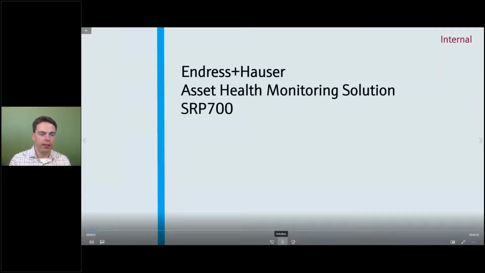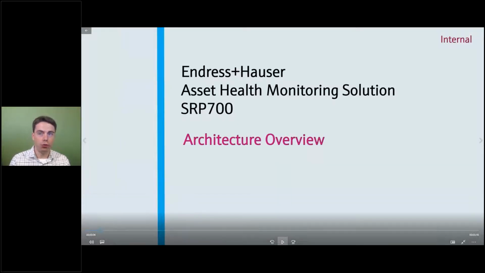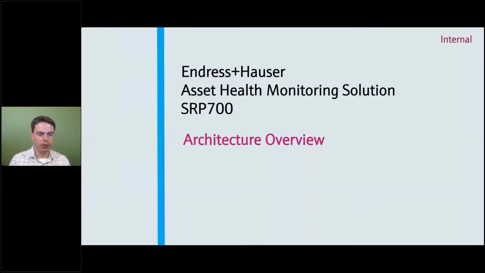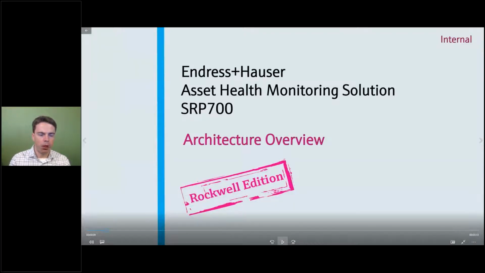So we call this the Asset Health Monitoring Solution, SRP 700. SRP is short for Solution Ready Package. It's a pre-engineered solution that we can install. So this is the overview, and we call it the Rockwell Edition. We can use Rockwell DCS systems because Endress+Hauser has a strategic alliance with Rockwell and they work together.